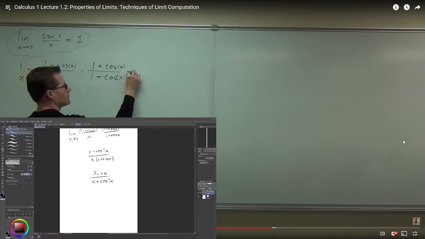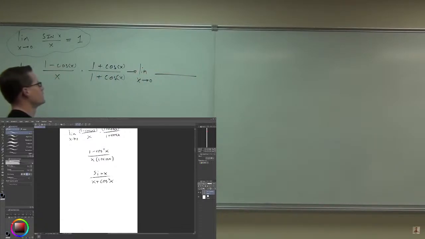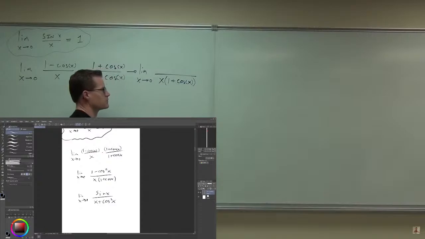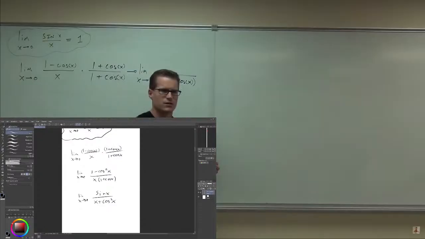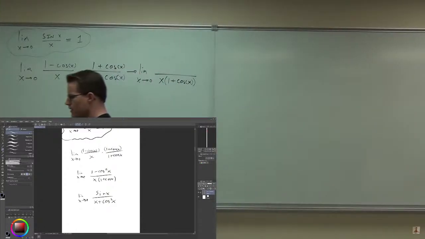Okay. Well, let's keep this going. Then I've got a limit as x approaches 0. The denominator is now x times 1 plus cosine x. You guys okay on the denominator? I haven't distributed anything, I'm just putting those together for right now.